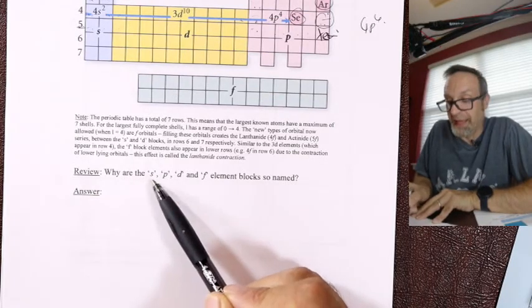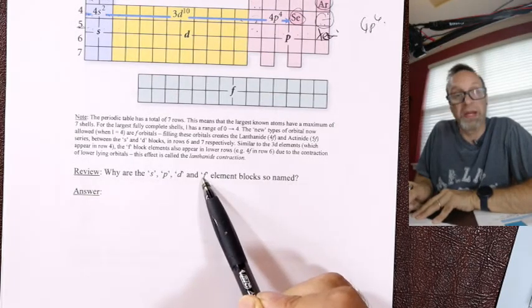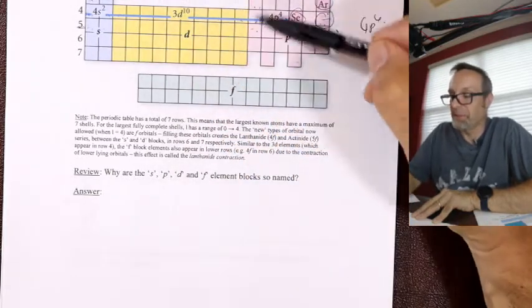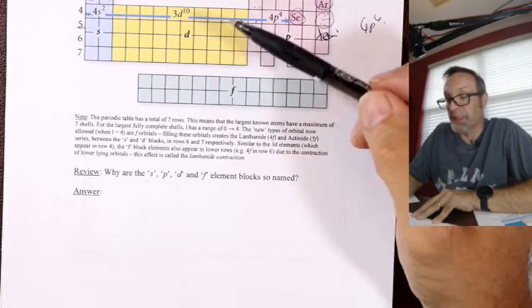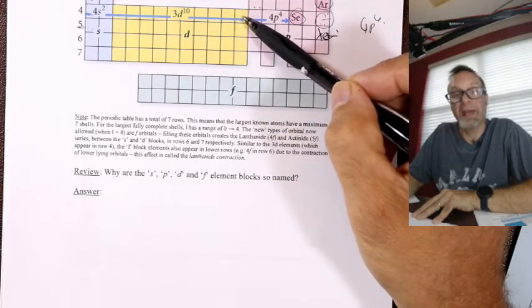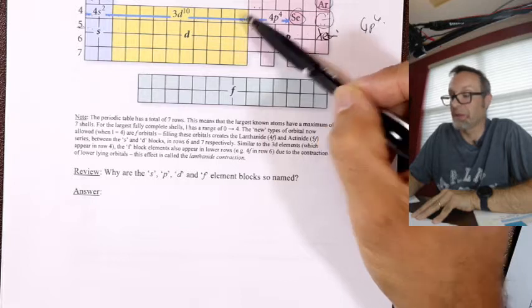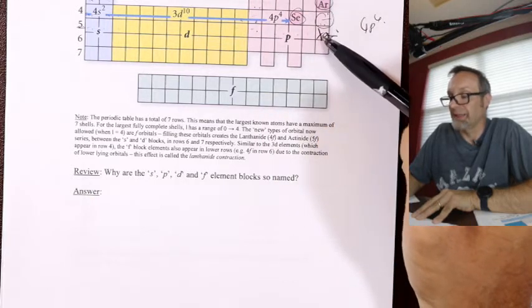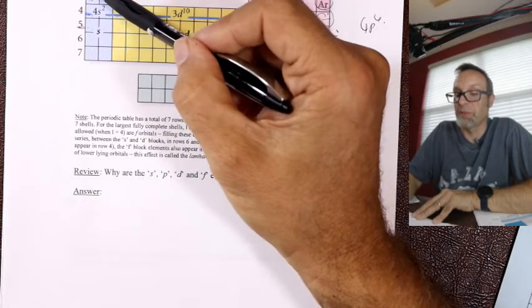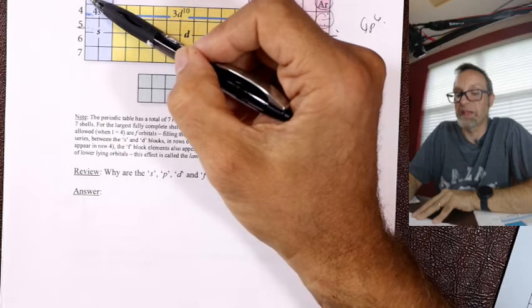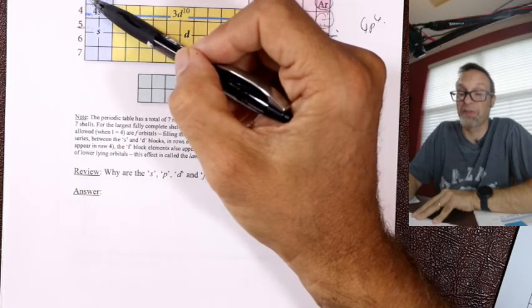As we mentioned then, S, P, D, and F elements, why are they so named? Because this is the S block, the P block, and the D block. Zinc, for example, 3d10, its last electron is a d electron. It's a d block element. We just saw xenon. Its last electron was 5p6. It's a p block. Maybe it's sodium, right? Up here, sodium. Its electron 3s1, s block, so it's an s block element.